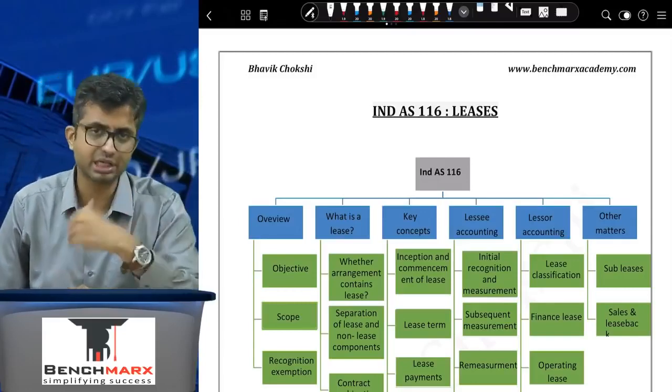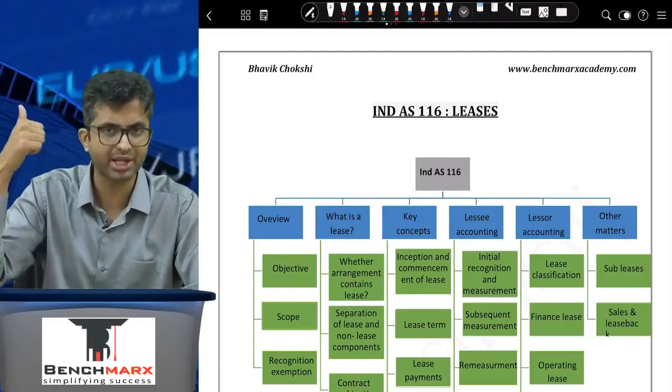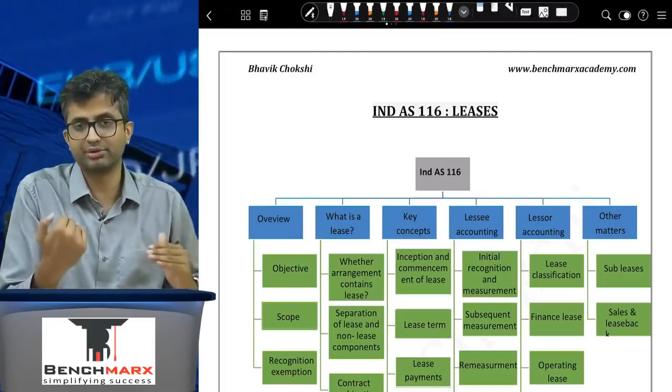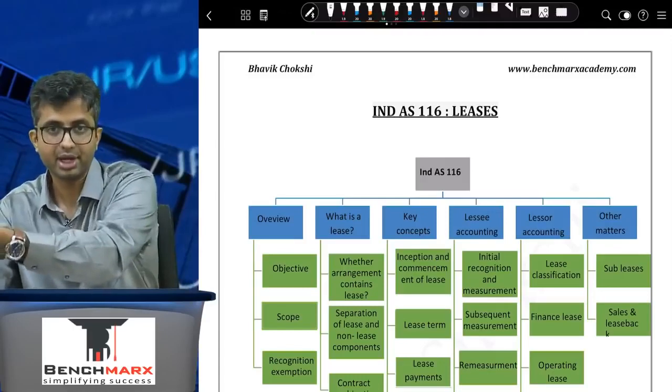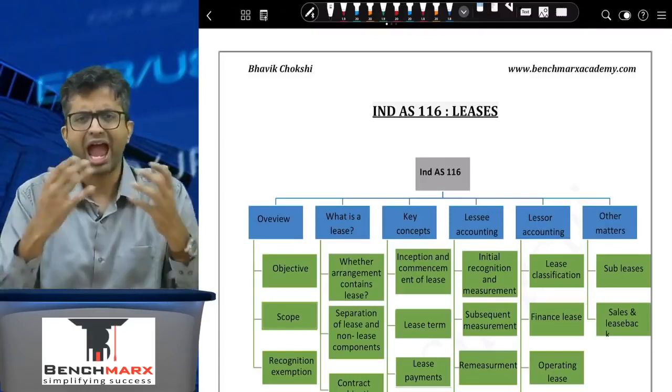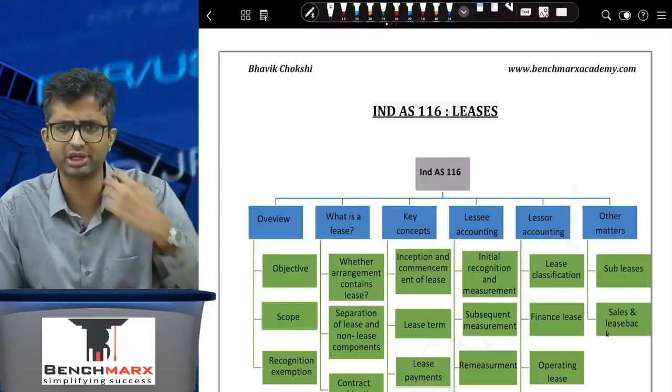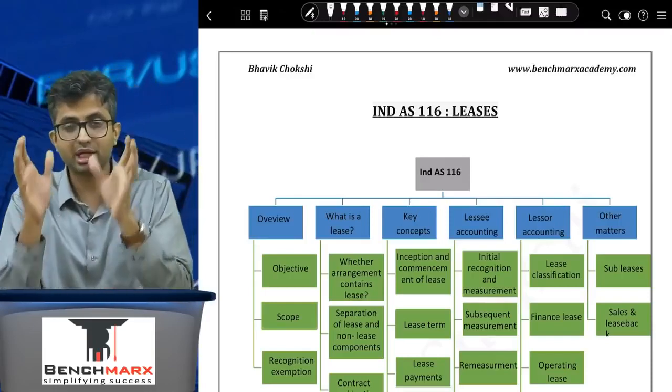Then you have the interest rate, the discount rate. The first preference is the interest rate implicit in the lease, that is the IRR, and if that is not available, then the interest rate in a separate transaction, if you were to go and borrow. And if there are any costs directly linked to the lease, they are called initial direct costs. Then comes the accounting.